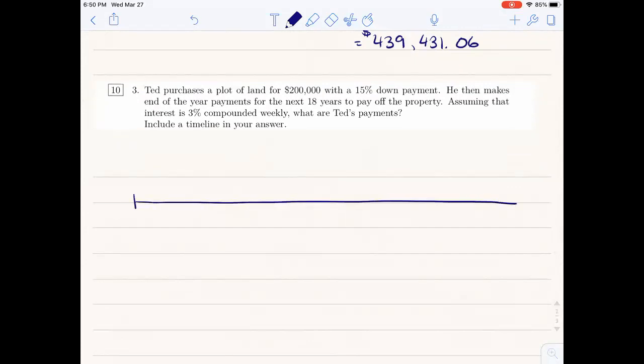Let's make our timeline. Of course, we have to include a timeline. So today, and then we're making yearly payments. So 1 year, 2 years, for 18 years. Right, that's nice because we don't have to calculate the number of payments because it is just yearly. 17 years.